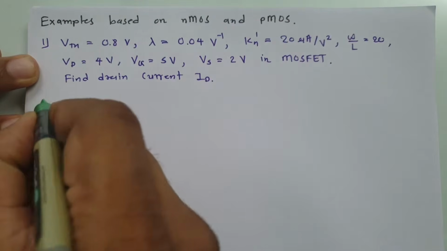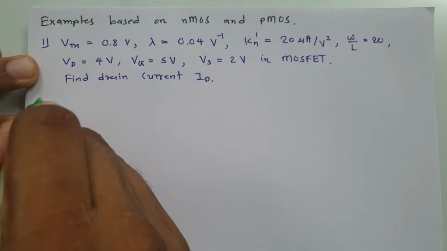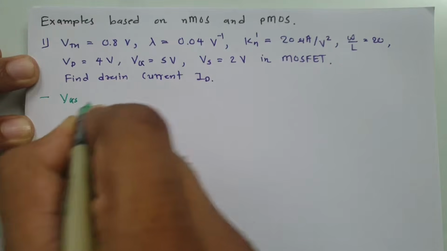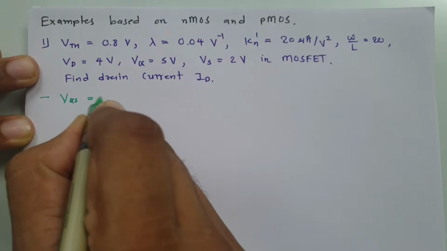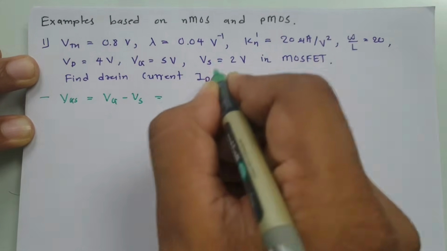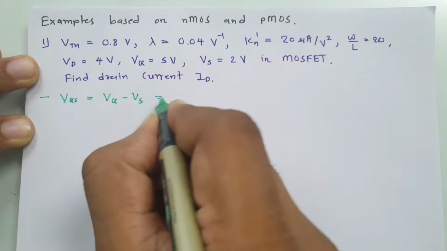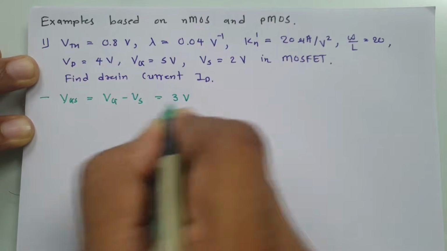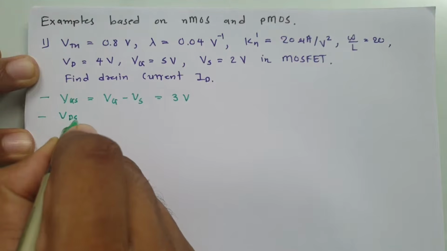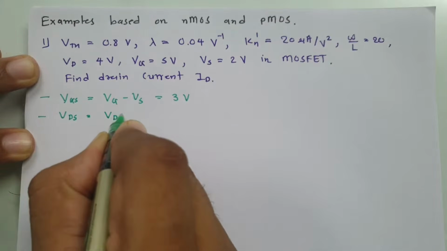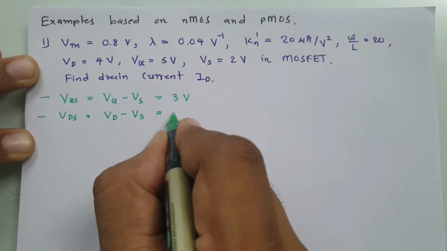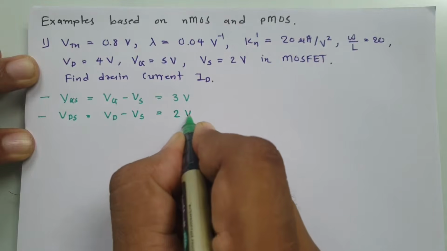To understand the MOSFET region, we need to see first VGS, and VGS is not given, but VGS is VG minus Vs, that is 5 minus 2, so 3 volt. And we need VDS, so VDS is VD minus Vs, VD is 4 and Vs is 2, so 4 minus 2 that is 2 volt.